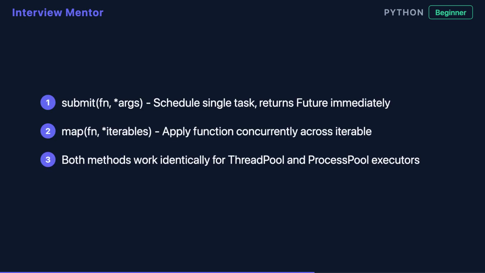The executor base class provides two essential methods. Submit lets you schedule individual tasks and returns a future immediately. Map applies a function across an iterable, similar to the built-in map function but concurrent. Both methods give you flexible ways to parallelize your workload.